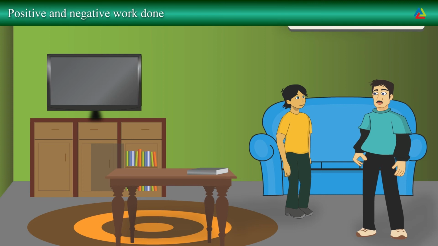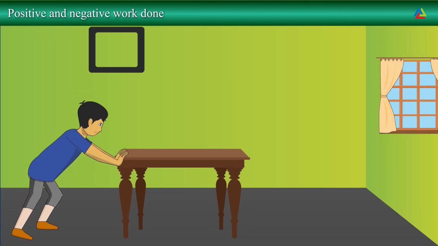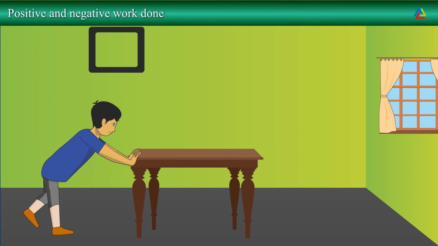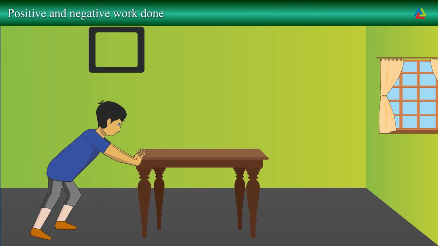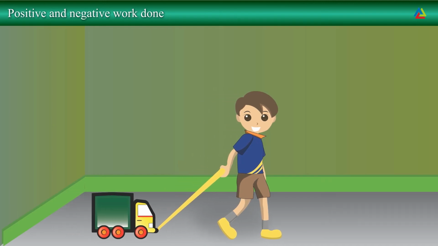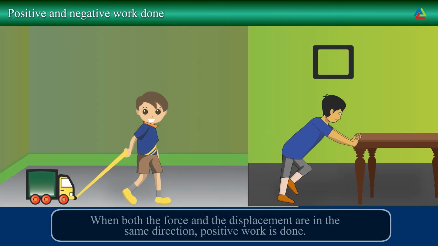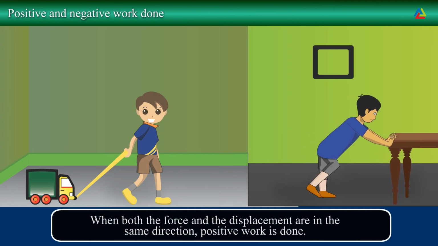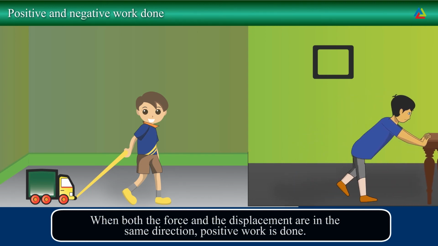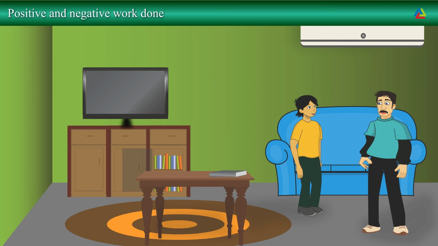First, let us take two examples where work is done. In the first example, the boy pushes the table in a particular direction. The table moves by some distance. In the second example, the boy pulls a toy by applying some force. The toy moves in the same direction as the direction of the force applied. When both the force and the displacement are in the same direction, positive work is done.